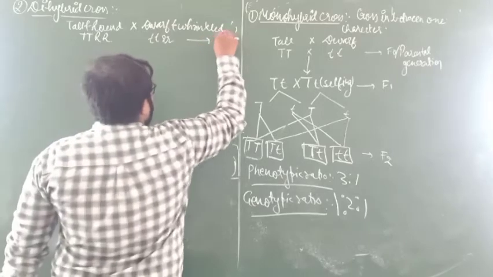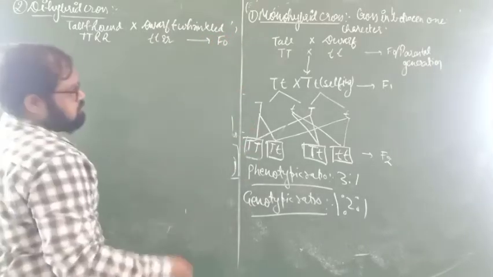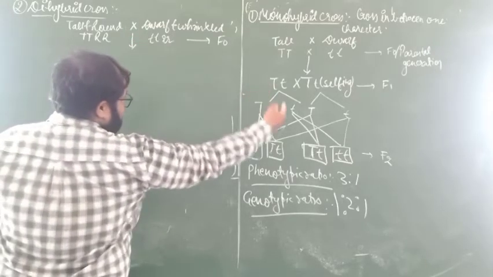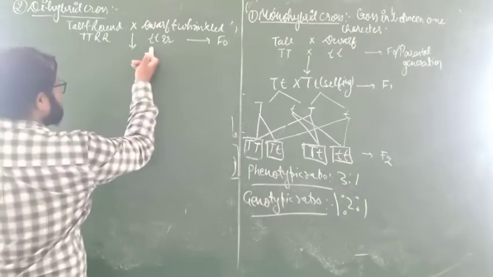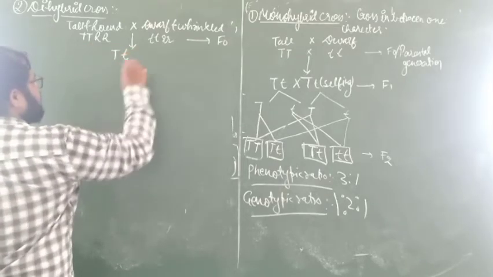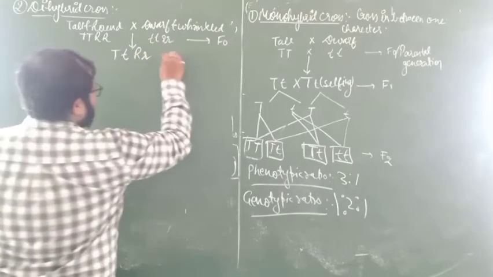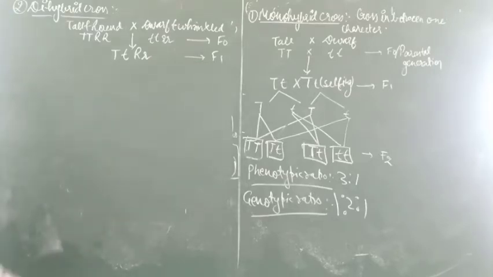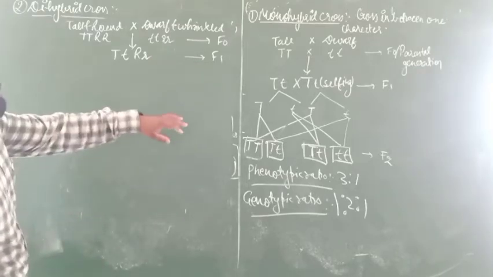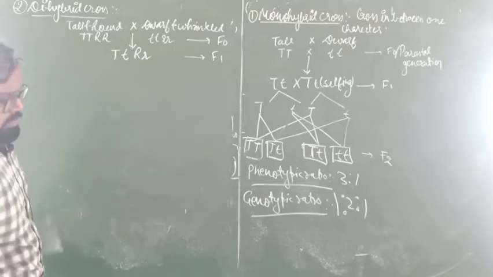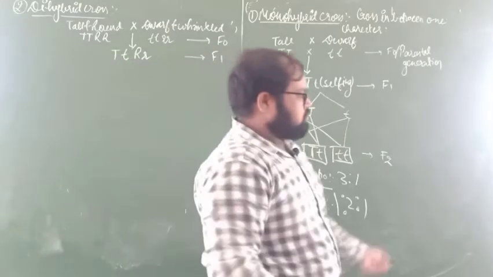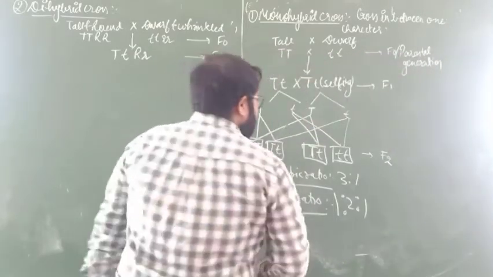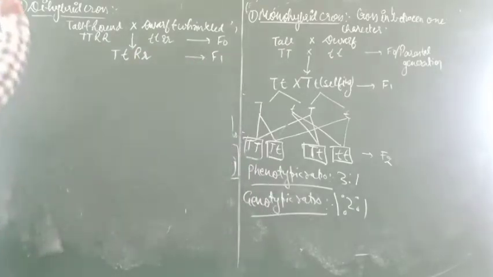So this is the F0 generation, the parental generation. The next step is that capital T is attached with small t, and capital R with small r. This is called the F1 generation. Simple. So what will we do in the next generation? In the next generation, we will do selfing.